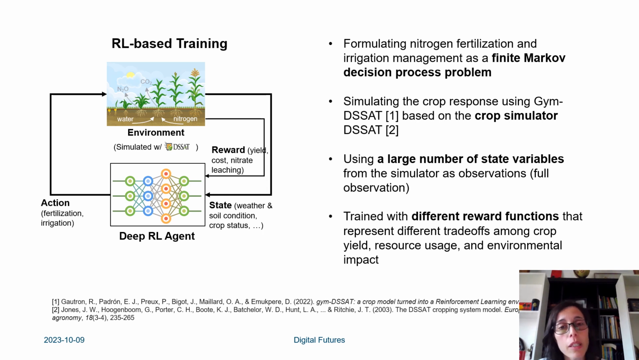In a bit more detail, in our project, we consider that by viewing crop management as a sequential decision-making problem, we apply reinforcement learning to find the optimal crop management policies from simulators. In this case, we use reinforcement learning-based policy training with different reward functions that represent different trade-offs among crop yield, namely nitrogen fertilizer use, irrigation water use, and environmental impact in terms of nitrate leaching during the crop growth cycle.